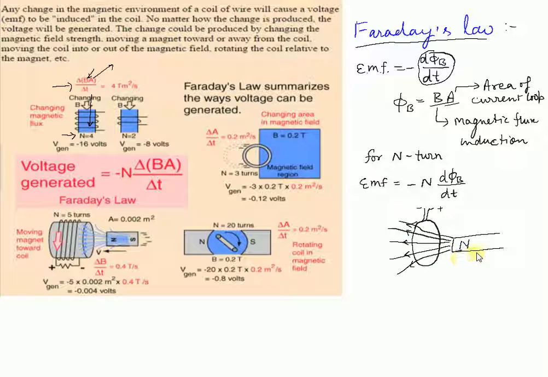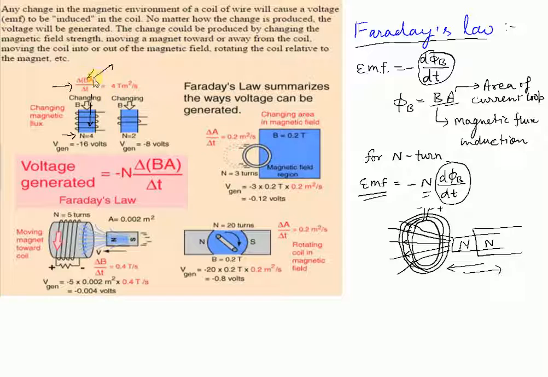If we keep this bar magnet stationary, then there will be no change. But if we move it towards the coil or away from the coil, then the magnetic field associated with this coil will change, right? And that change we denote this way. Further, if there are a number of turns in the coil, then we multiply the number of turns with this rate of change of magnetic flux, and that will be the total EMF produced in this coil.